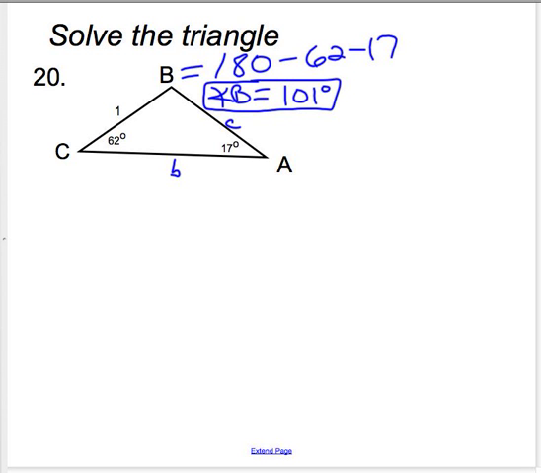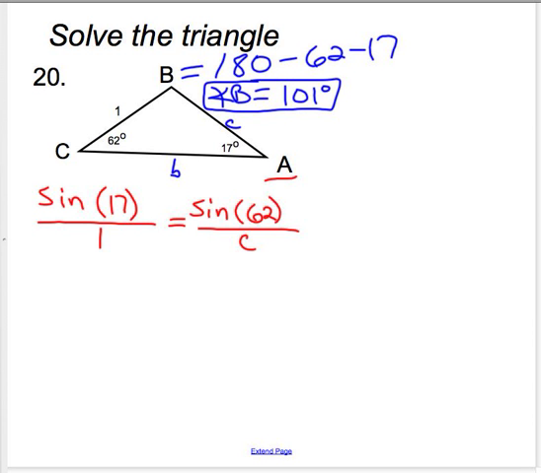How does the law of sines work? I take the sine of an angle, say like A, which would be 17 degrees, divided by the side across from it, so side A, which is 1. That ratio will be equal to the sine of any other angle and the side across from it. So for instance, if I want to find side C, I could take the sine of 62 and divide by side C. The sine of an angle divided by the side across from it. Those ratios will be equal in a triangle. So I have it set up.